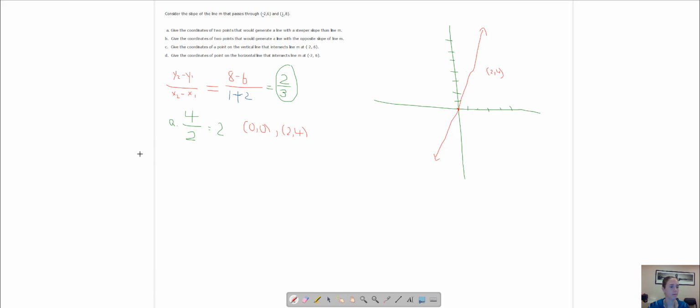Then part B says give the coordinates of 2 points that would generate a line with an opposite slope of line M. An opposite slope is again not a really great question, but typically what they mean when they say an opposite slope is you're going to be going the exact opposite direction. So you have to take this slope and we're going to flip it upside down and make it negative.